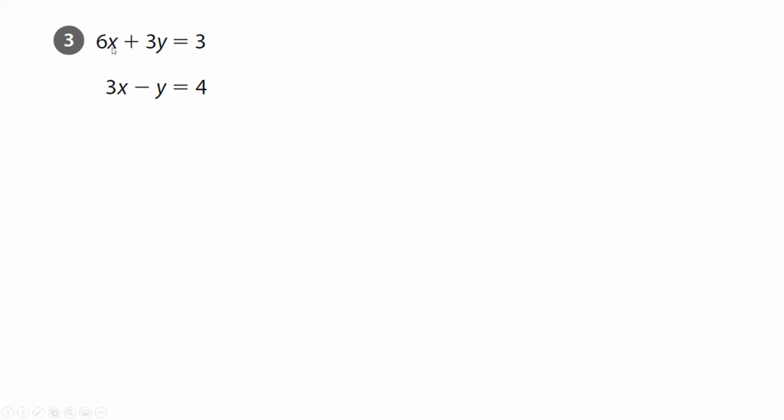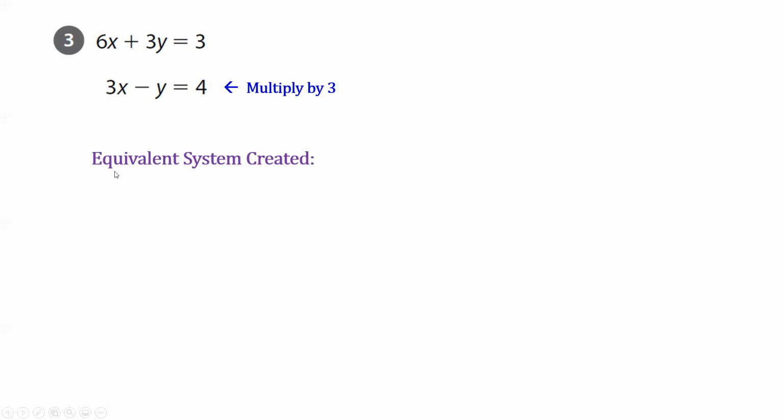You can choose to eliminate the x's or the y's. It's up to you. But I noticed that this is a positive 3, so it's going to be really easy for me to make this a negative 3. Since this is already a negative 1, all I need to do is multiply it by 3. If I multiply a negative 1 times a 3, I'm going to get a negative 3, and that's going to be the opposite that I need. So I'm going to multiply everything on the bottom by 3 in order to create a new system that will eliminate.